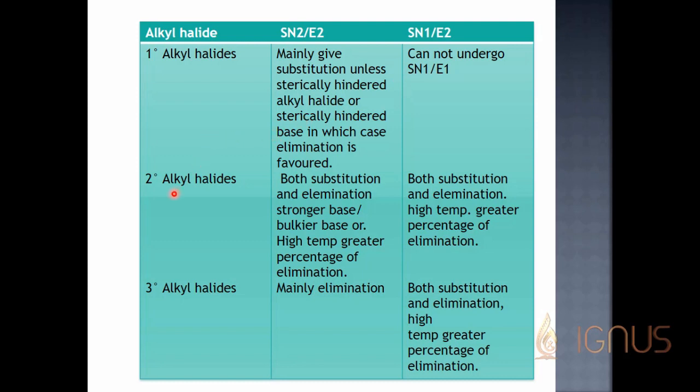And secondary alkyl halides will undergo both substitution and elimination. If there is a stronger base or bulkier base, then there is a higher percentage of elimination. If you are using a stronger base or concentrated base, then it will undergo elimination. They can react by SN1, SN2, E1 or E2. It may follow any one of the mechanisms, but if a bulkier base or stronger base is used, then it will undergo elimination rather than substitution.